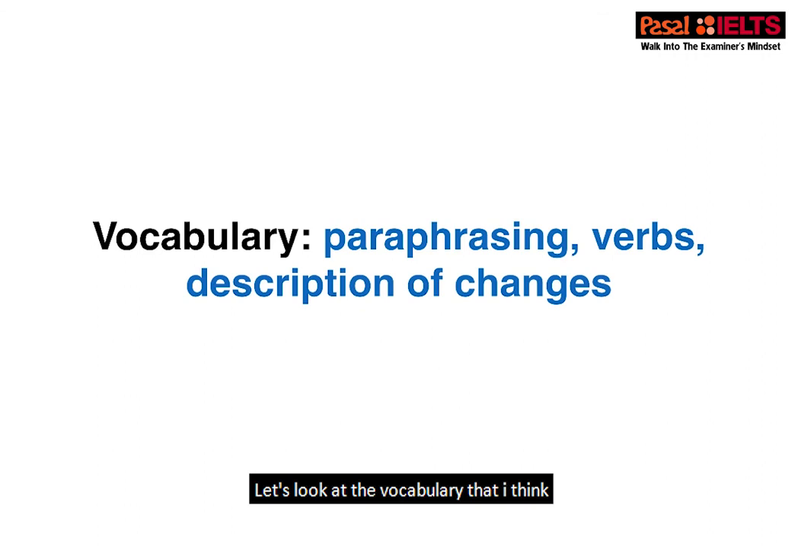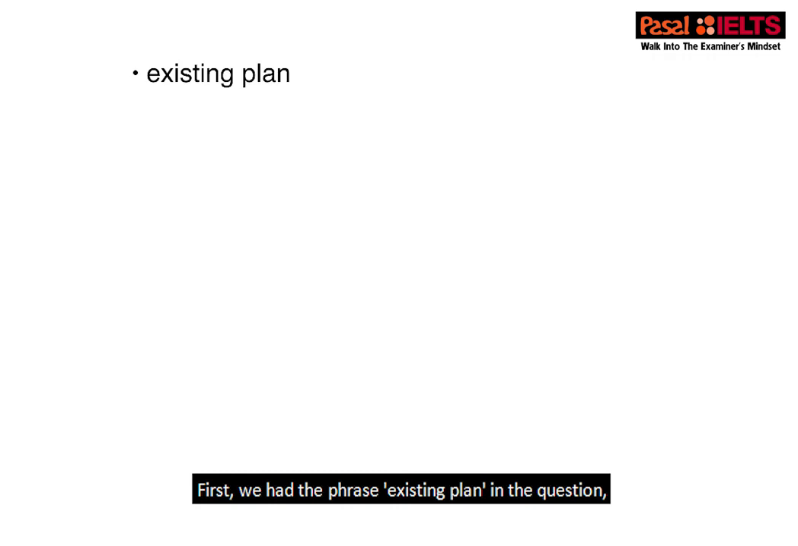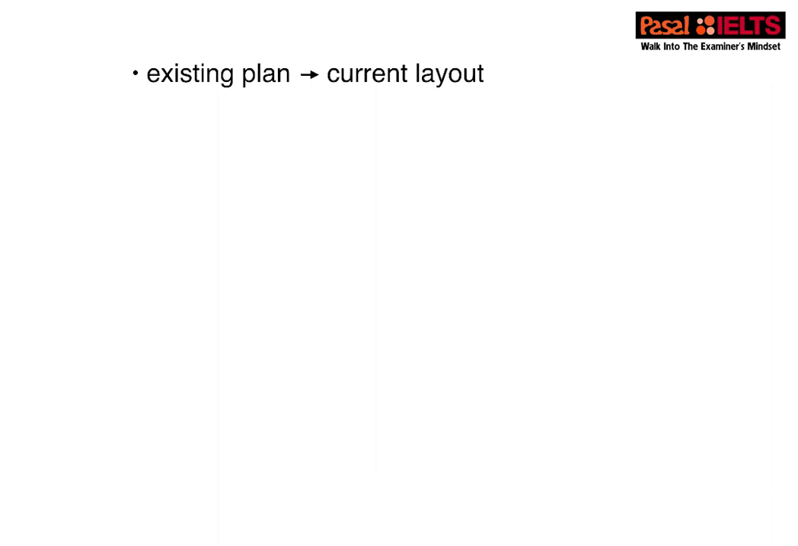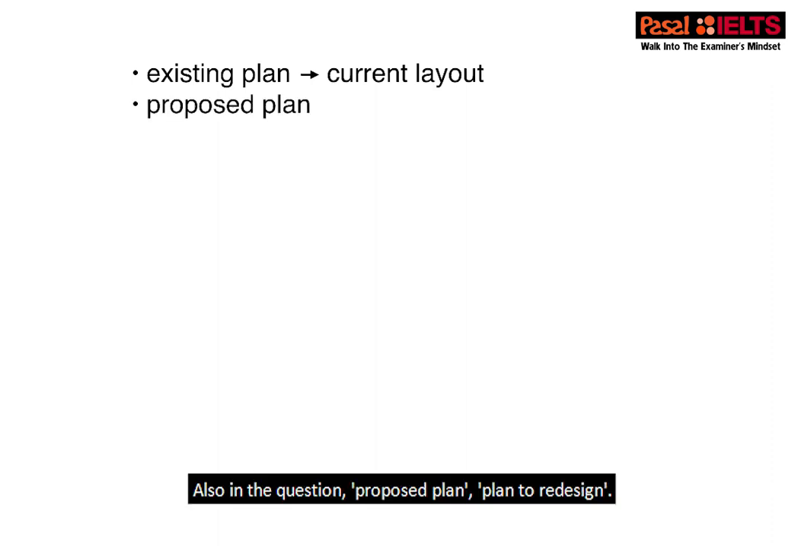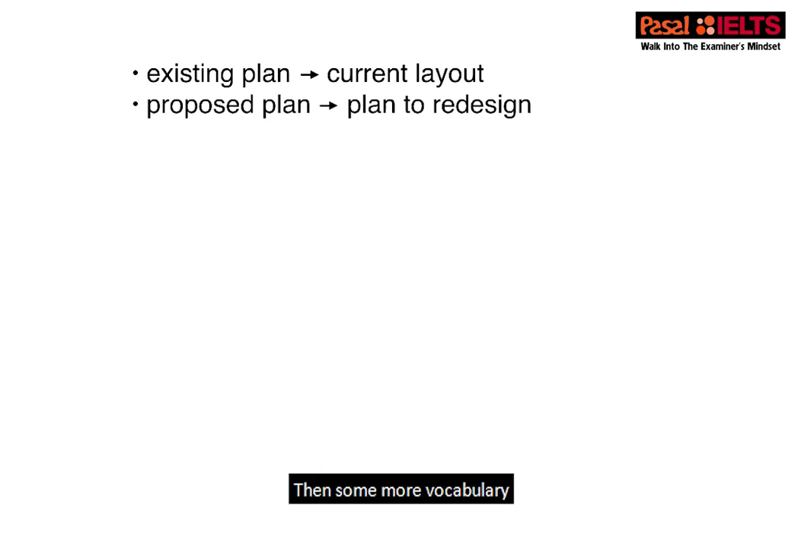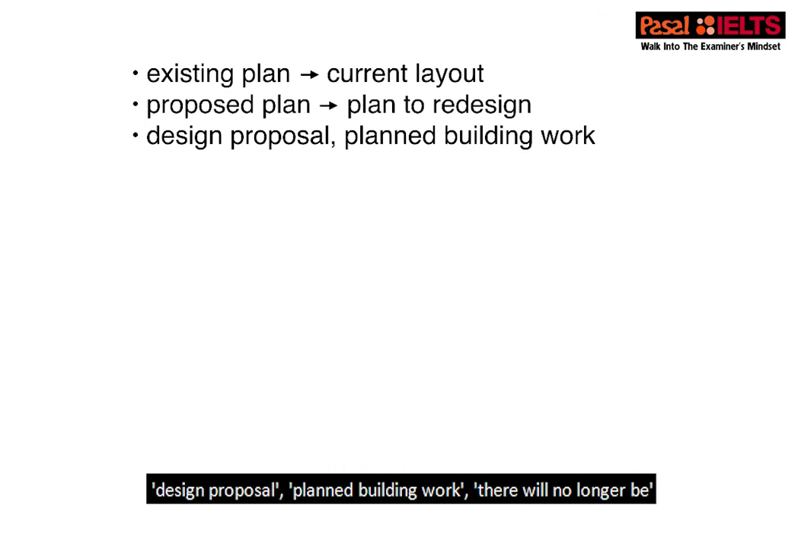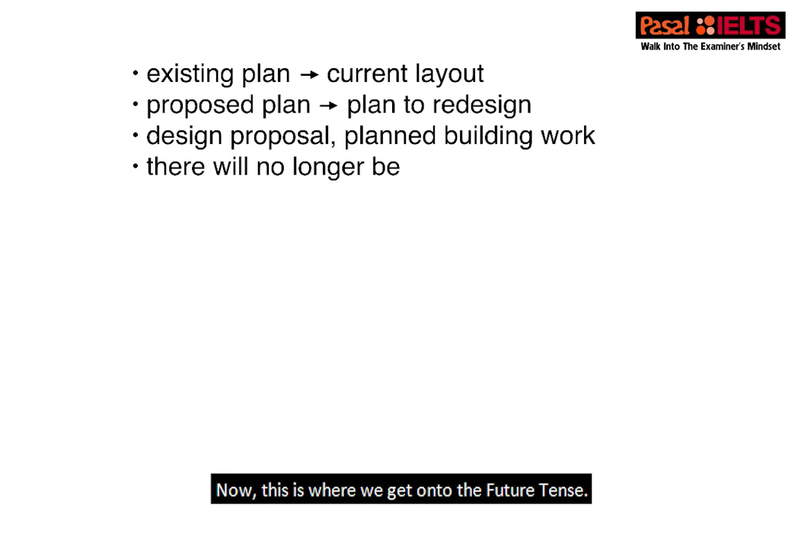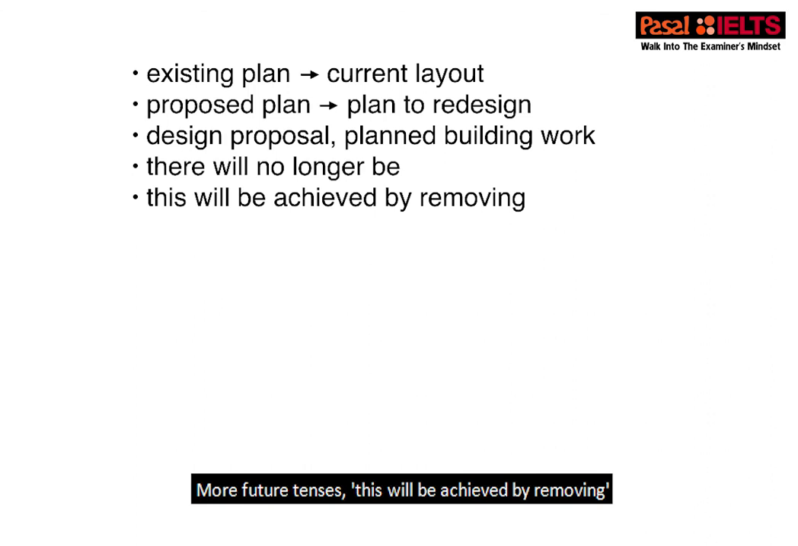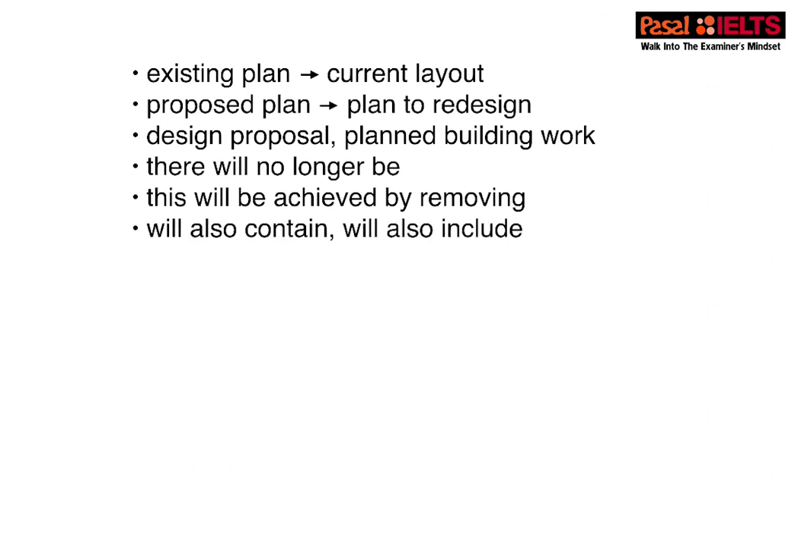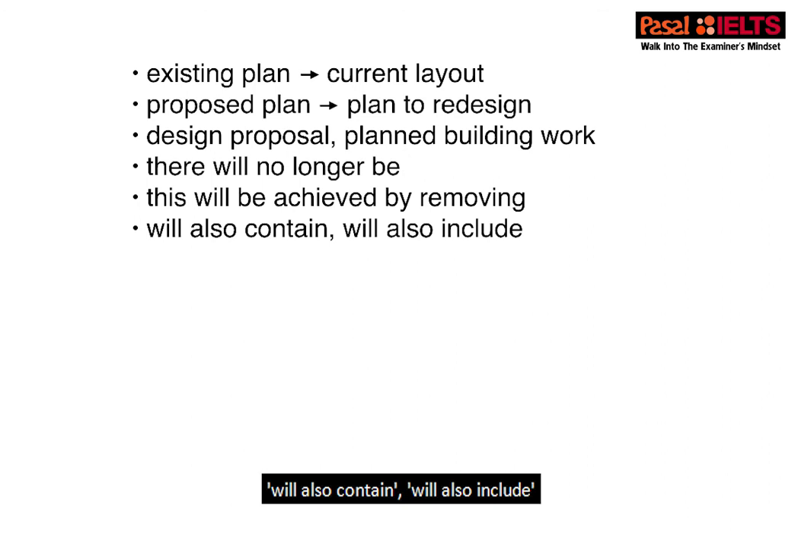Let's look at the vocabulary that I think examiners would be impressed by. First, we had the phrase existing plan in the question, and I changed that to current layout. Also in the question, proposed plan, plan to redesign. Then some more vocabulary, design proposal, planned building work. There will no longer be. Now this is where we get on to the future tense. More future tenses. This will be achieved by removing. Will also contain, will also include.